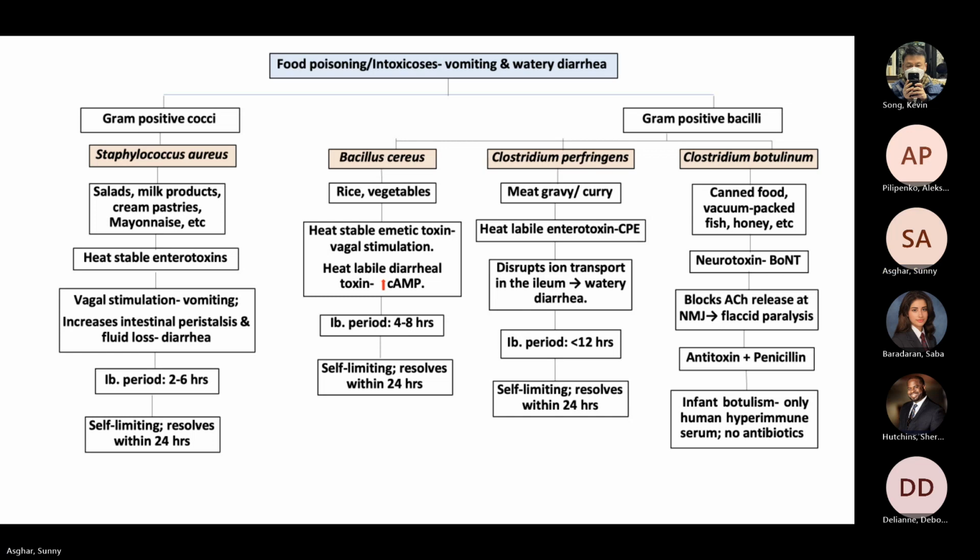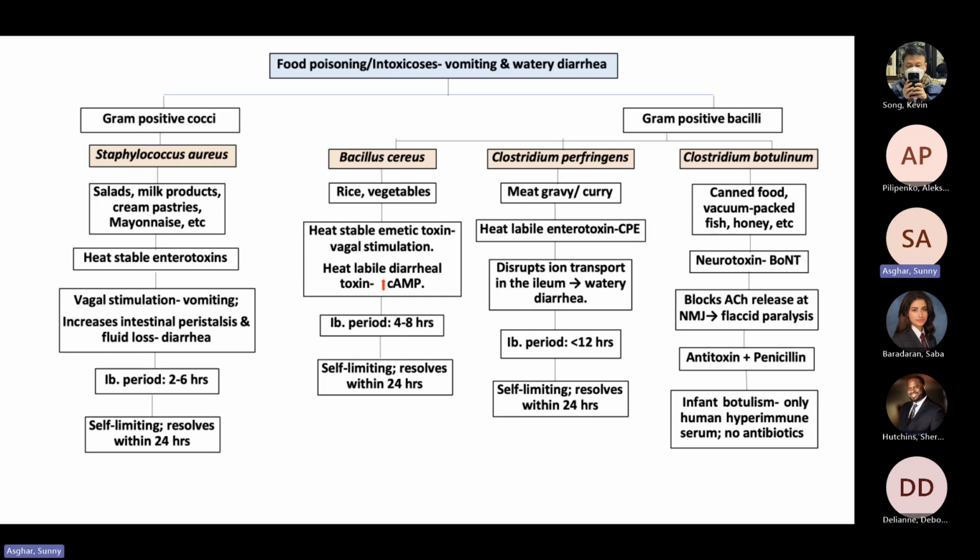And it has a little longer incubation, because they could also ask you incubation periods. They can give you incubation periods. So Bacillus has a longer incubation period than C. diff and Staph, but it has less than Clostridium perfringens. And again, self-limiting, resolves within 24 hours.